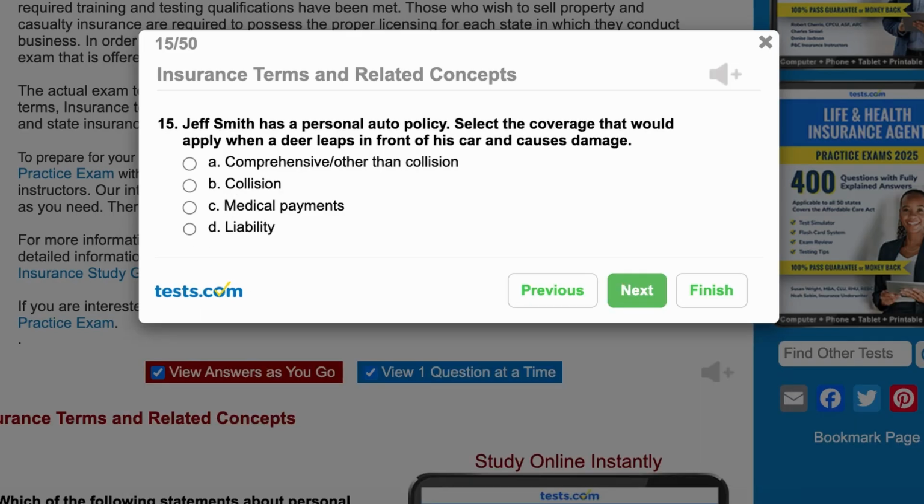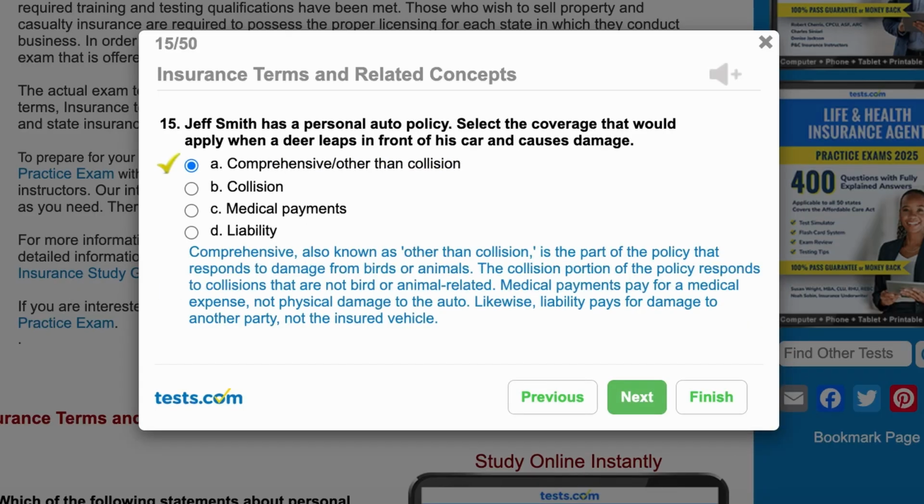Question 15. Jeff Smith has a personal auto policy. Select the coverage that would apply when a deer leaps in front of his car and causes damage. A. Comprehensive, other than collision. B. Collision. C. Medical payments. D. Liability. A. Comprehensive, other than collision.